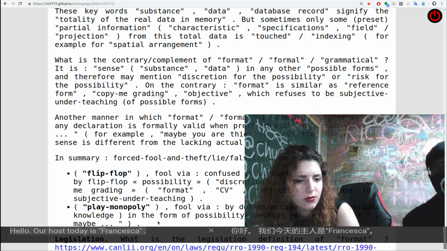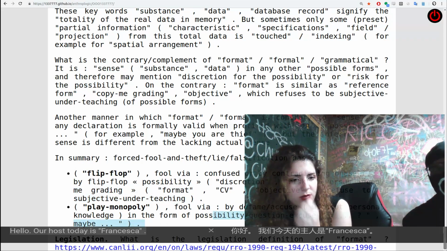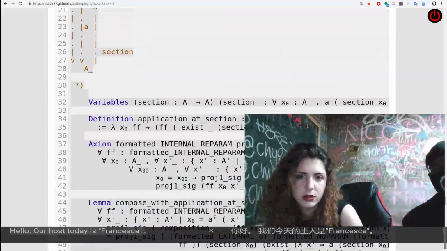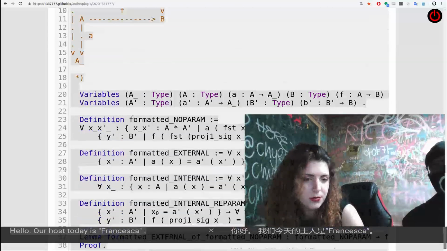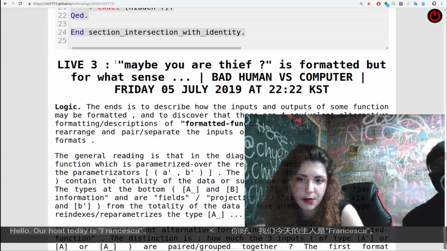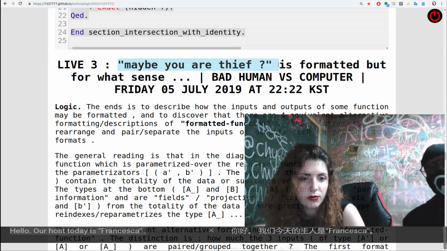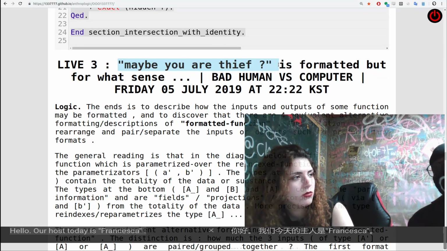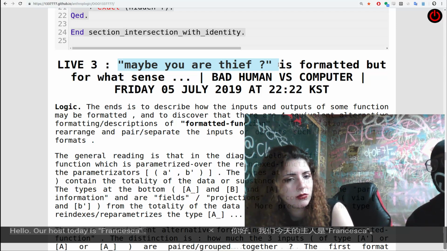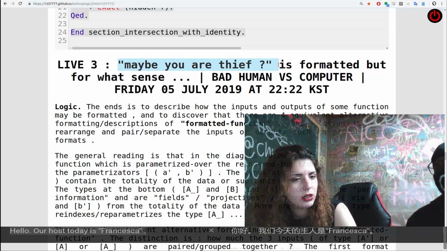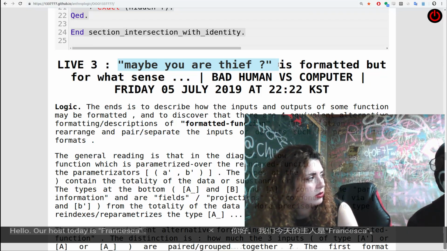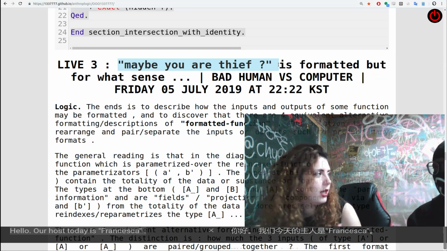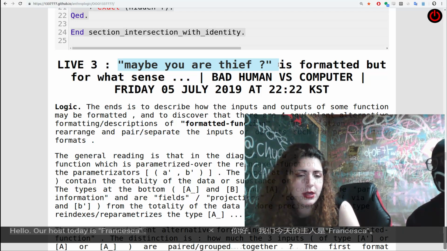So there's a little distinction. Now the important thing about the title. Maybe you're a liar, maybe you're a liar and a thief. If I say something like that to you, it's formally valid, it's well formatted. But what is the sense? What do I want to say? What's the wanted sense? There's a distinction: sometimes things are well formatted and formally valid, but the sense is ill meaning.